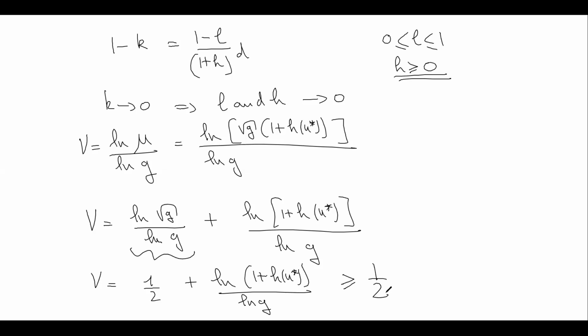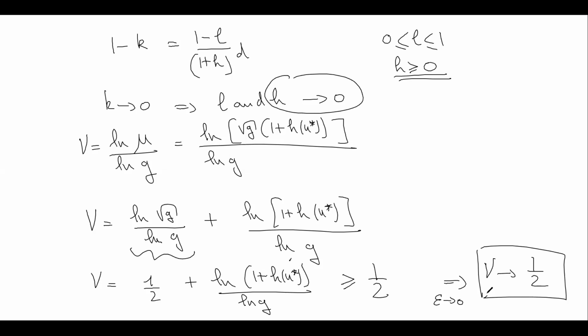Good. But here now we are saying that h is going to 0. So this will go to 0 here, and I have log of 1, so it's 0. So it says that when epsilon goes to 0, nu tends to 1/2. So in the critical dimension, we end up with an exponent that is 1/2.